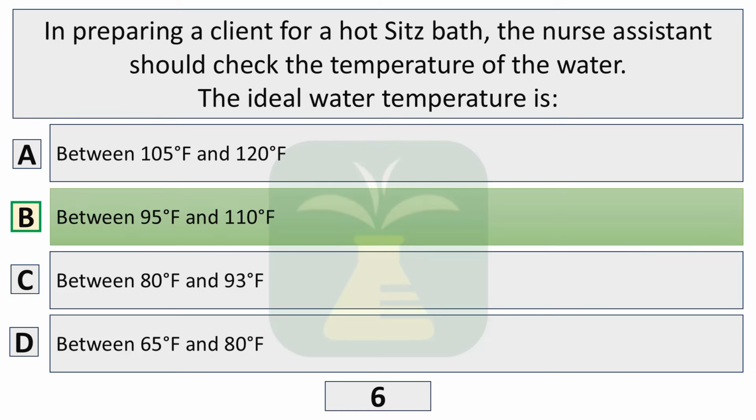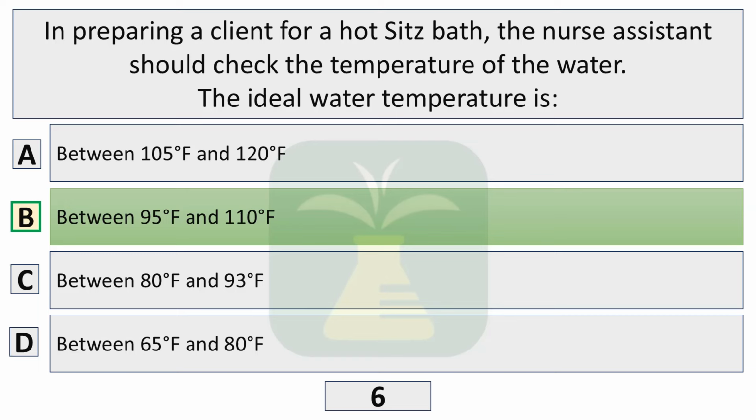Correct answer, B. Between 95 degrees Fahrenheit and 110 degrees Fahrenheit. The ideal temperature of the water for a hot sitz bath is between 95 degrees Fahrenheit and 110 degrees Fahrenheit. Water that is too hot will burn the client, and water that is too cold will cause the muscles to tighten up rather than relax.